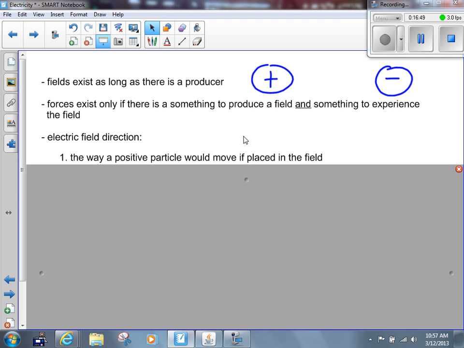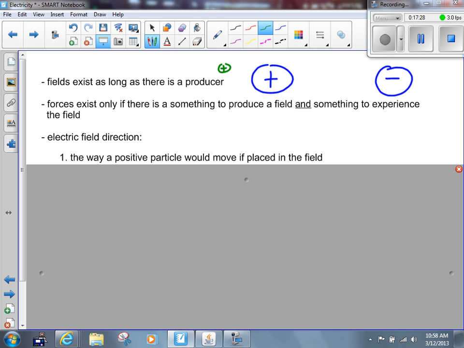I got my two producers up at the top of the page there. If I put a positive producer right here, which way is it going to move as a result of that producer? Put my experiencer, my positive experiencer, nearby this positive producer, which way is the experiencer going to move? This is an easy question. Which way is the green guy going to move? Forget about fields for a second. Just look at what you know. Look at what we did the very first day of this unit. Where's the positive experiencer going to move as a result of this positive producer? It's going to move away from it.